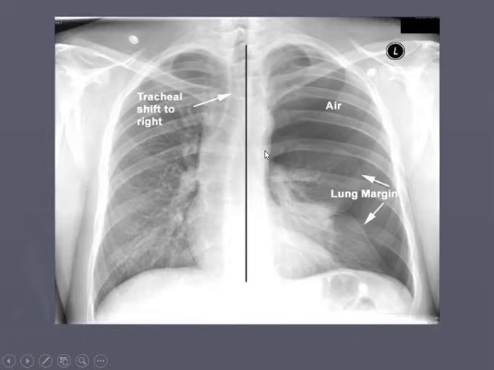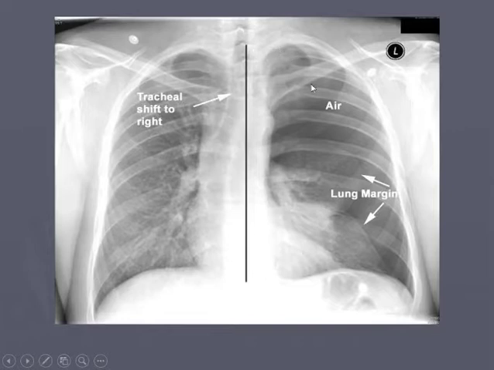This is a tension pneumothorax, and let's go through our steps. So we have our A for airway. Here's our airway, and we can say, whoa, something's going on. I don't see a left mainstem bronchus. All I see is a right, and it's being pushed. So you can see the tracheal deviation over here.